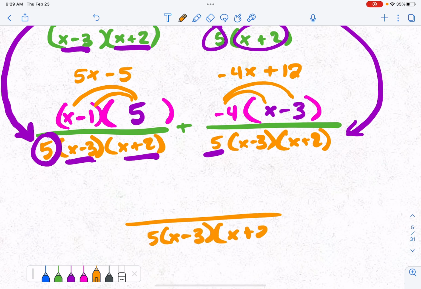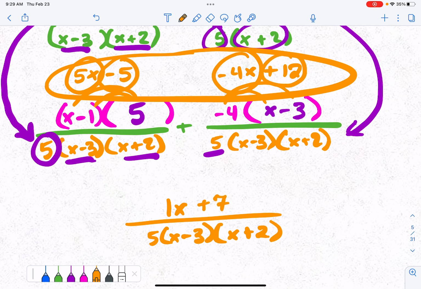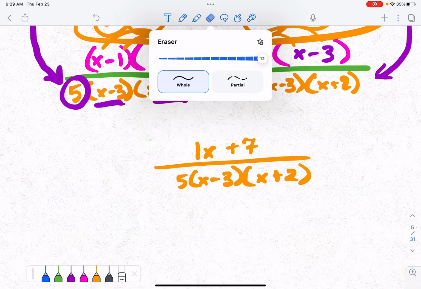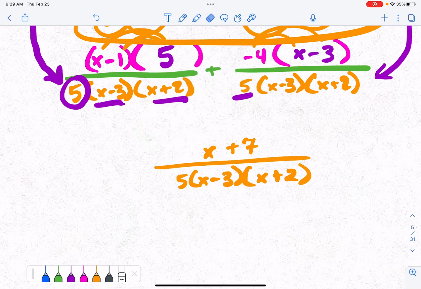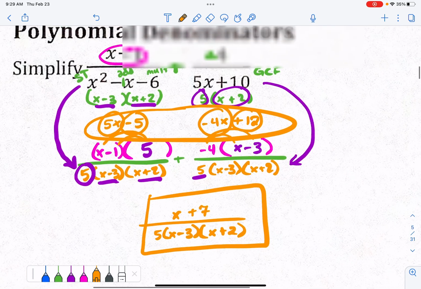You do not need to distribute it back out and foil it back out. We're just going to combine this top stuff. So things that can go together is 5x minus 4x, which is 1x, and -5 plus 12 is +7. So you could just leave it as x if you don't want that 1 there. You can get rid of that 1 and just have it x plus 7, but that's what it looks like, okay? And that's what simplified is, all right?